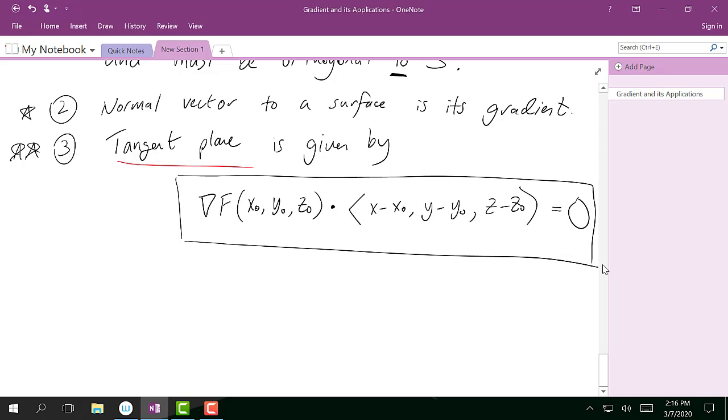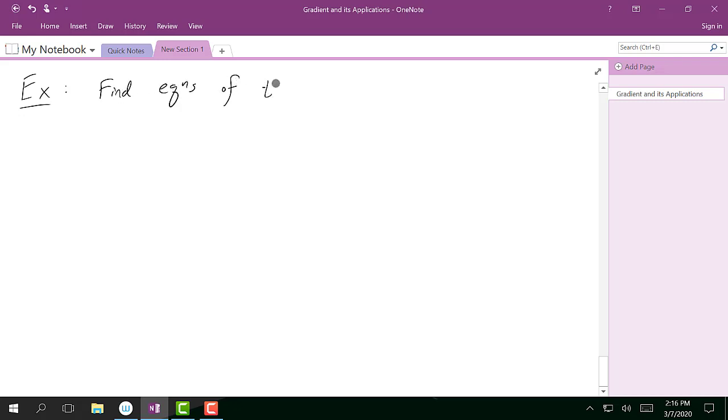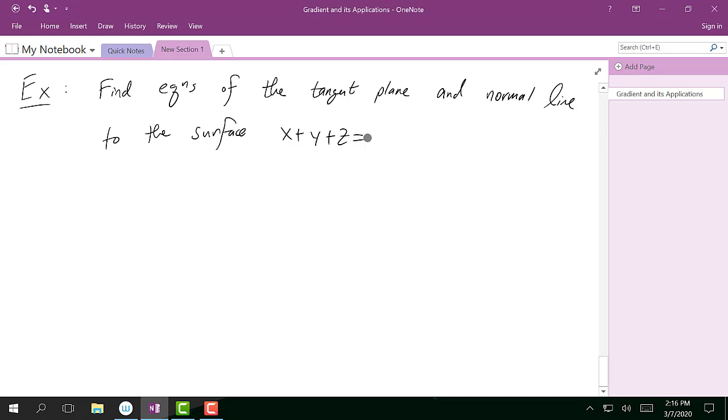Okay, so let's look at an example. It's always good to get some practice in with this stuff. So what we're going to do is find equations of the tangent plane and normal line to the surface x plus y plus z equals 6e to the xyz at the point 0, 0, 6.